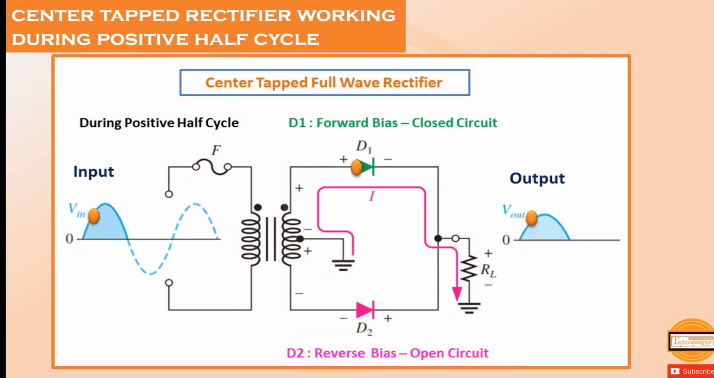Center tap full-wave rectifier, positive half cycle. The center tap full-wave rectifier uses a center tap transformer to convert the input AC voltage into output DC voltage. When the input AC voltage is applied, the secondary winding of the center tap transformer divides this input AC voltage into two parts, positive and negative. During the positive half cycle of the input AC signal, D1 becomes positive, D2 becomes negative, and the center tap is grounded at 0 volts. So diode D1 is forward biased during the positive half cycle and allows electric current to pass through it.